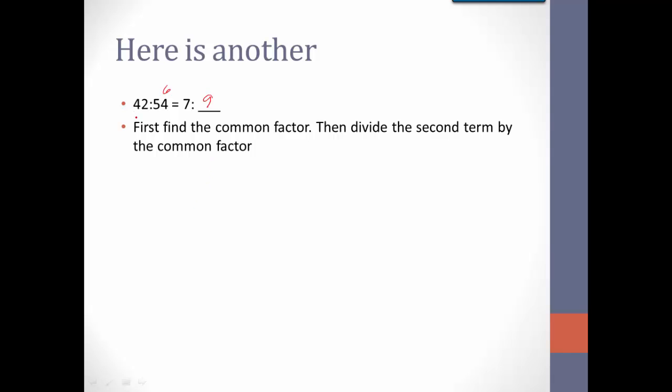So I took my first term of 42 and the first term of the second ratio and I divided them. I found a common factor, and then I divided the second term, 54, by 6 to get the second term of the equivalent ratio.